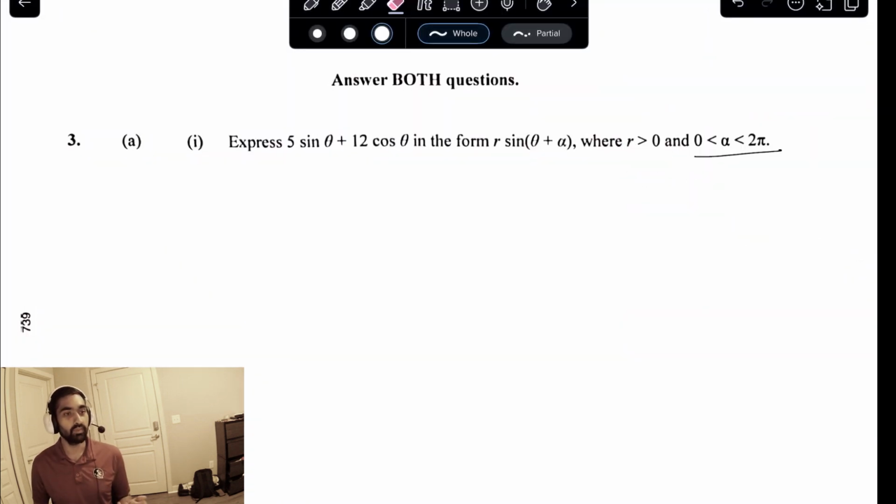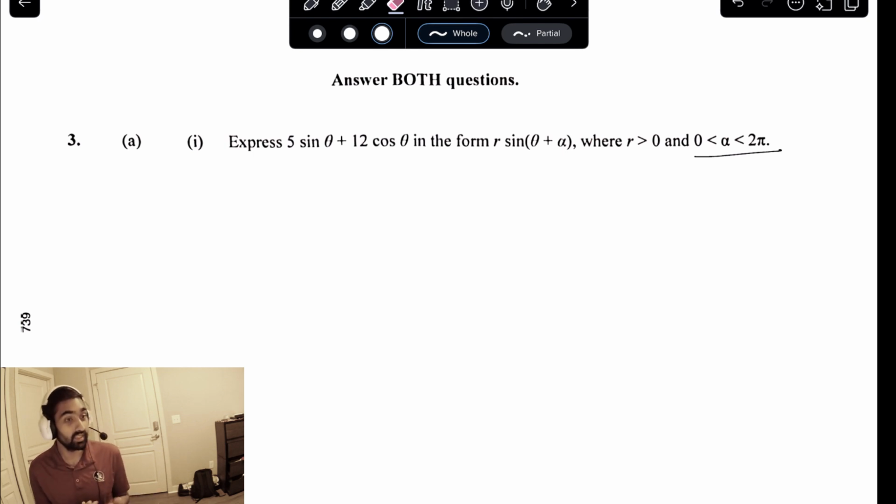In this video, we're going to solve CAPE 2024 Pure Maths Unit 1, Question 3. Part A reads, express 5 sine theta plus 12 cosine theta in the form r sine(theta plus alpha), where r is bigger than 0 and 0 is less than alpha less than 2 pi.